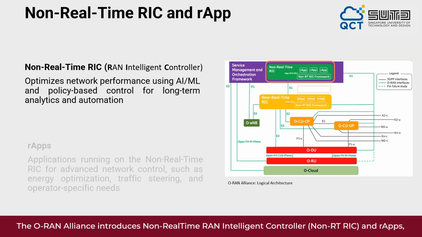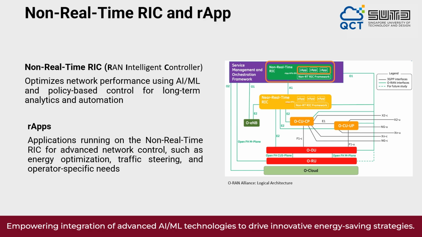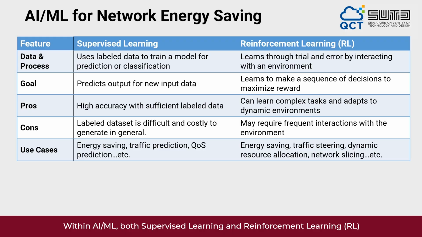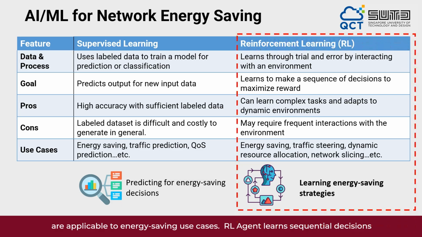The O-RAN Alliance introduces non-real-time RAN intelligent controller and rApps, empowering integration of advanced AI/ML technologies to drive innovative energy-saving strategies. Within AI/ML, both supervised learning and reinforcement learning, RL, are applicable to energy-saving use cases. An RL agent learns sequential decisions to maximize energy efficiency through frequent interactions with the network environment.